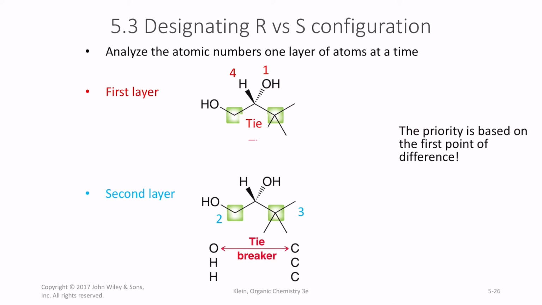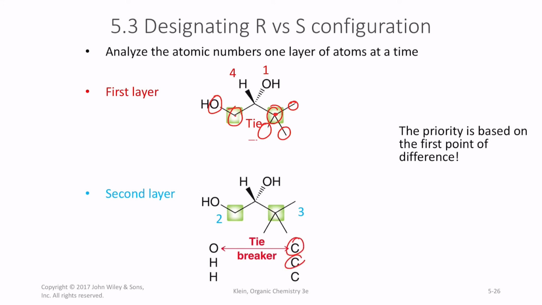Now let's try another one. In this, let's see if we can tie. Notice that this carbon and this carbon, both are carbon and carbon. So we want to break the tie. Let's look at what each is attached to. This carbon is attached to an oxygen. This carbon is attached to a carbon.